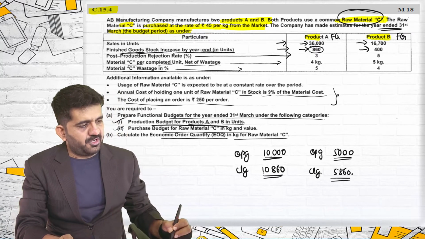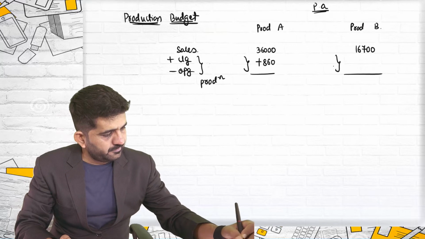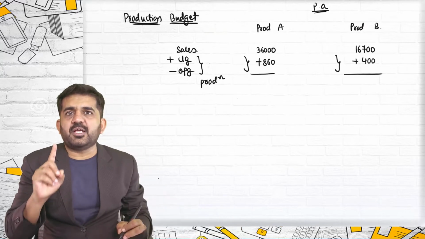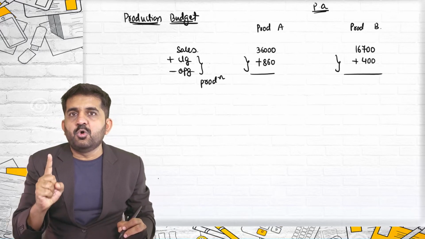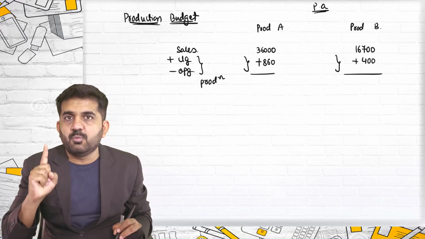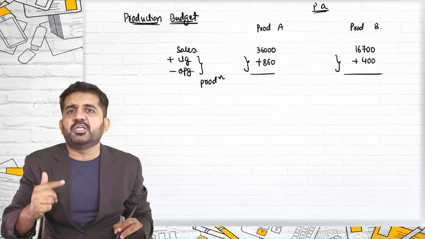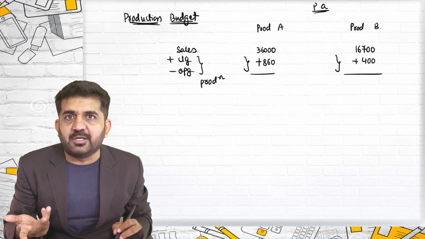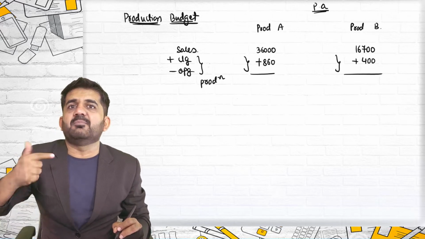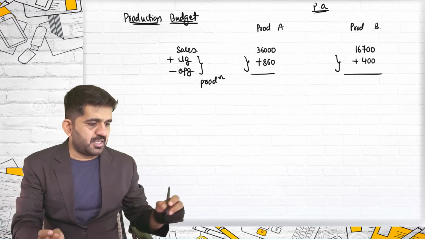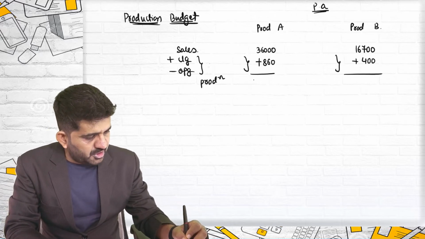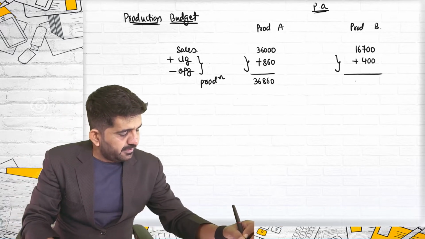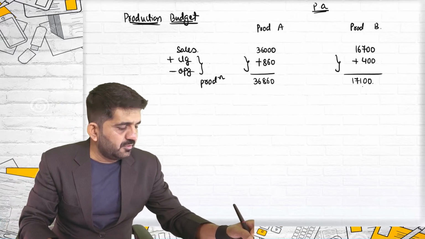Here similarly 400 will be added in product B. Don't say closing stock is 400. Don't say opening stock is 400. What they are saying, closing stock is 400 higher than opening stock. And it will suffice our calculation. Why? We want closing minus opening. All right, if both figures are not available. So how much production I will have to make? 36,860 and this is 17,000.